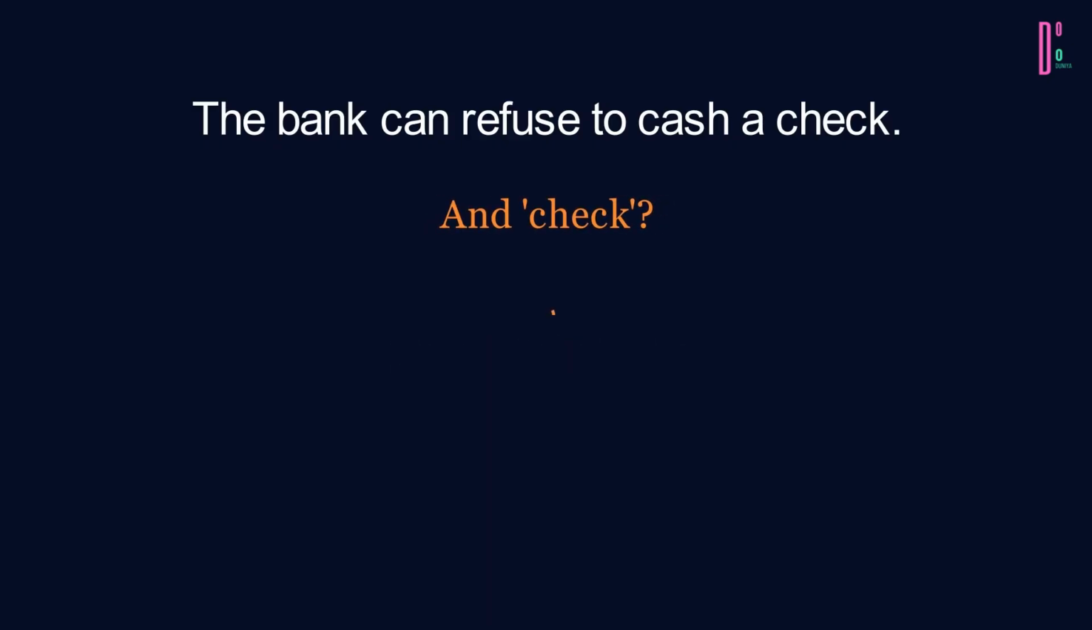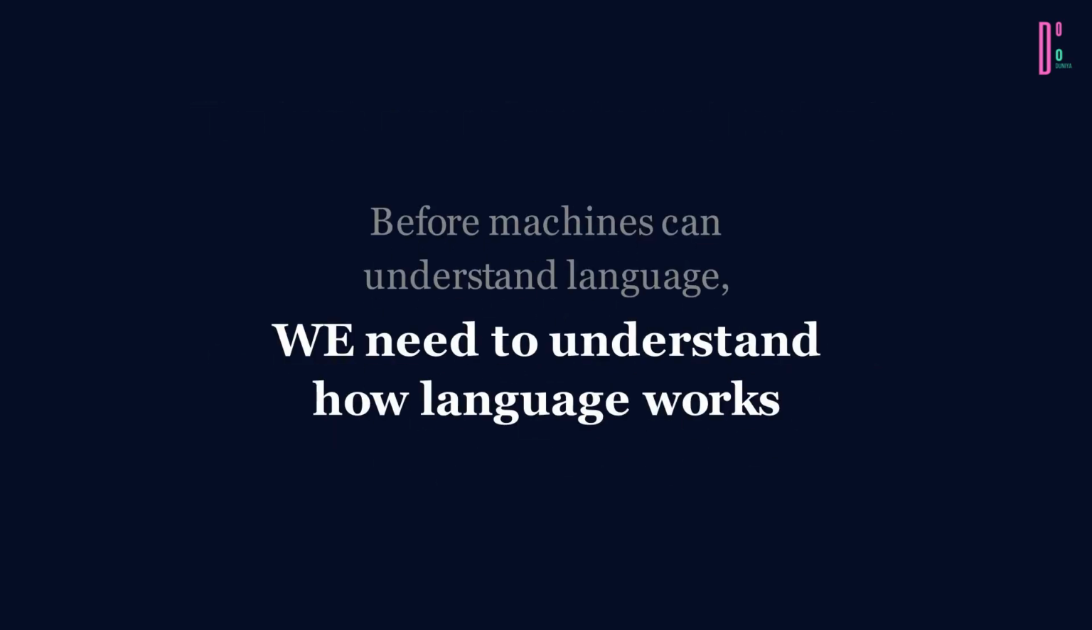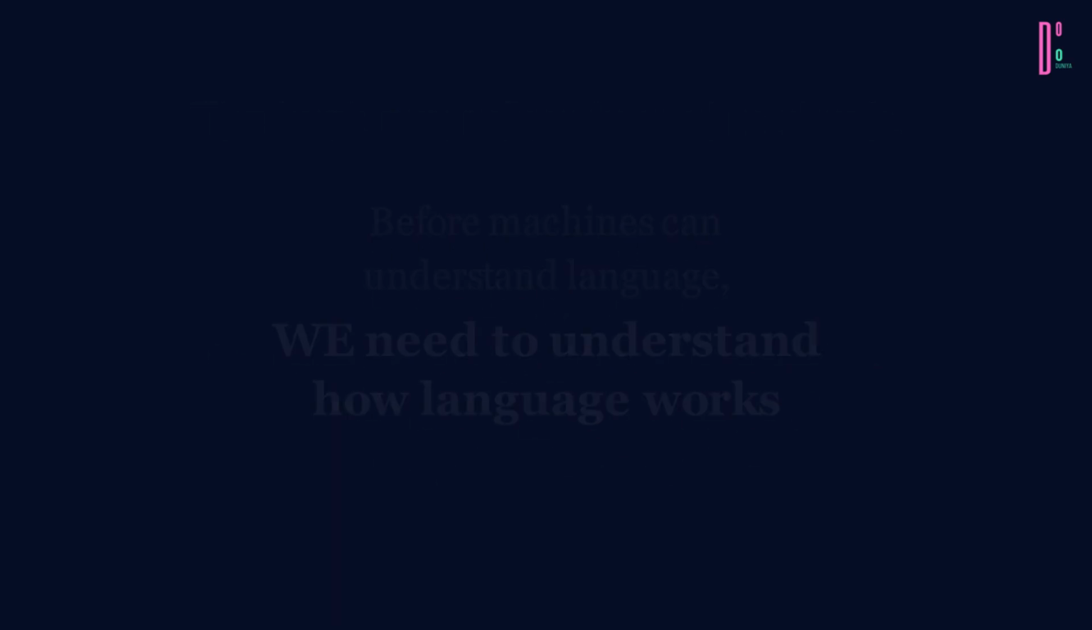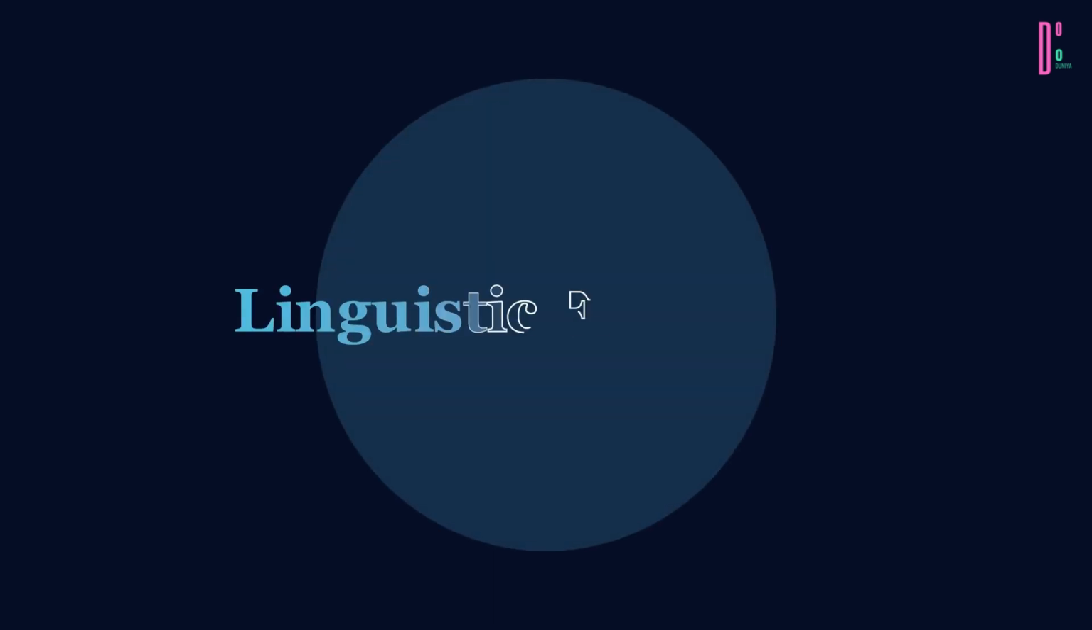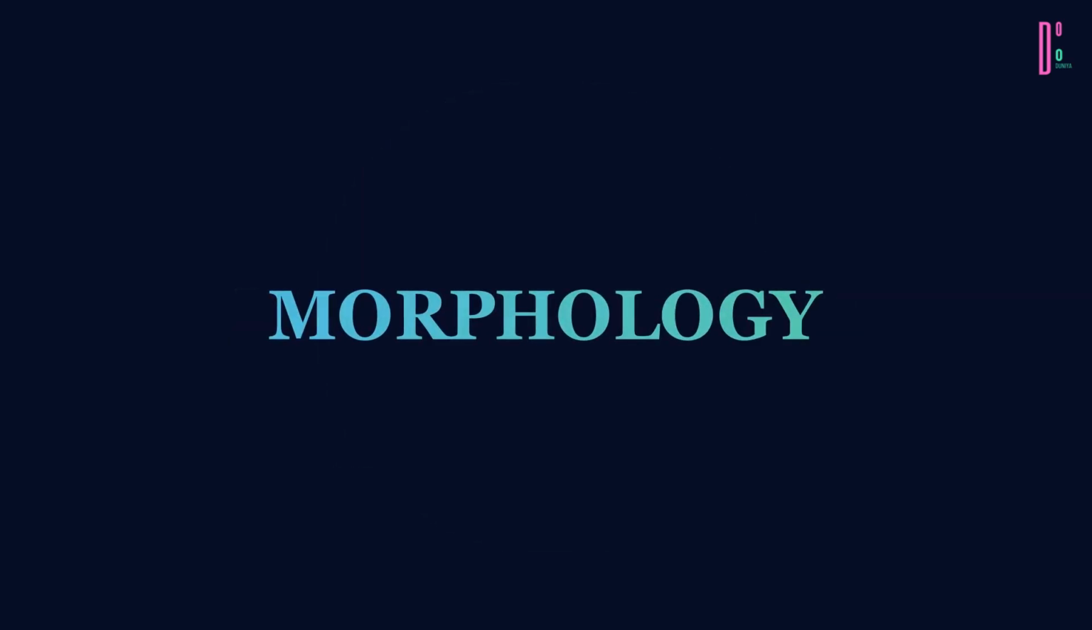Before machines can understand language, we need to understand how language actually works. The structure, the rules, the hidden layers that native speakers navigate effortlessly, but computers find mind-bogglingly complex. Welcome to Linguistic Essentials for NLP, where we decode the building blocks that make human language both beautiful and maddeningly difficult for AI. Let's start at the smallest level, morphology, the study of word structure.